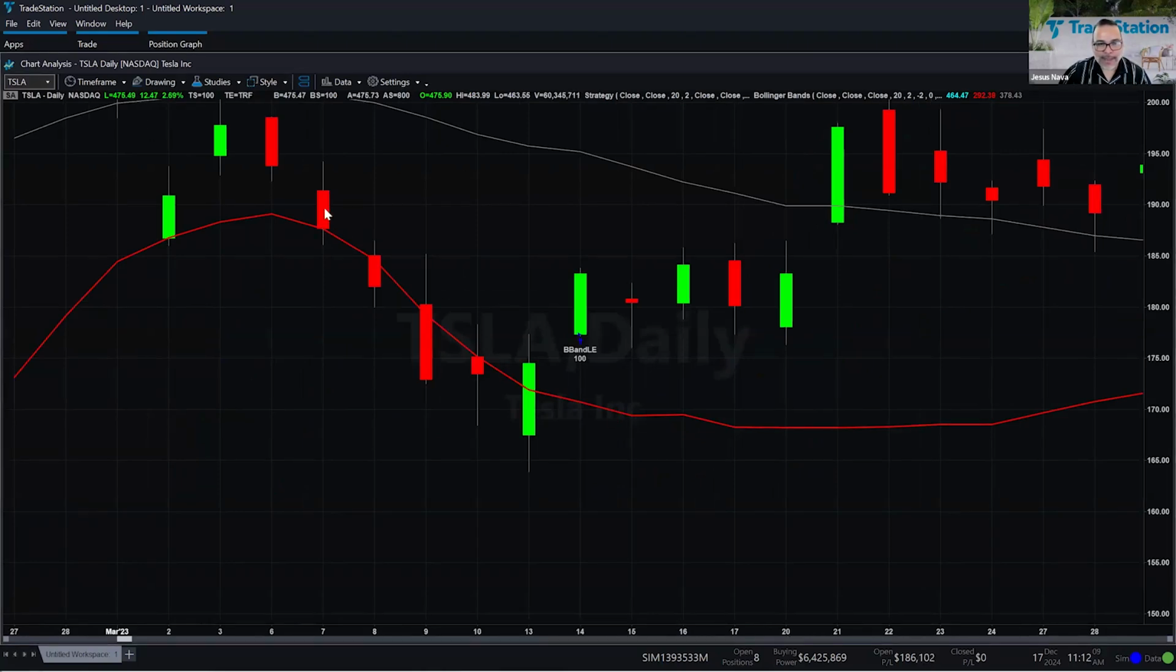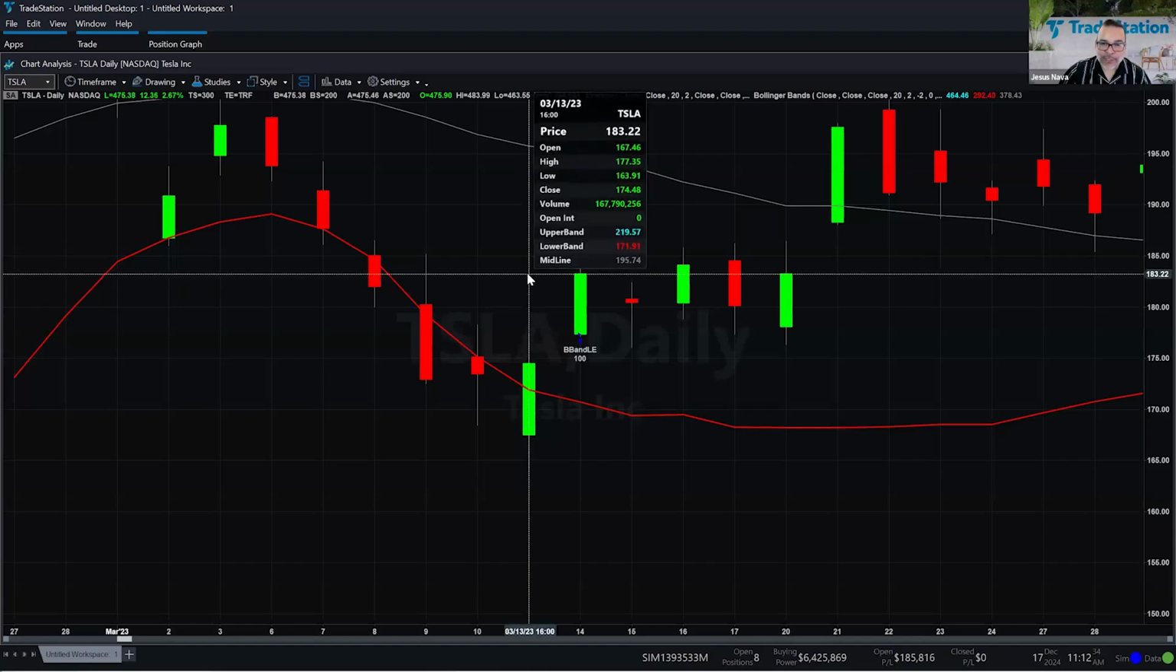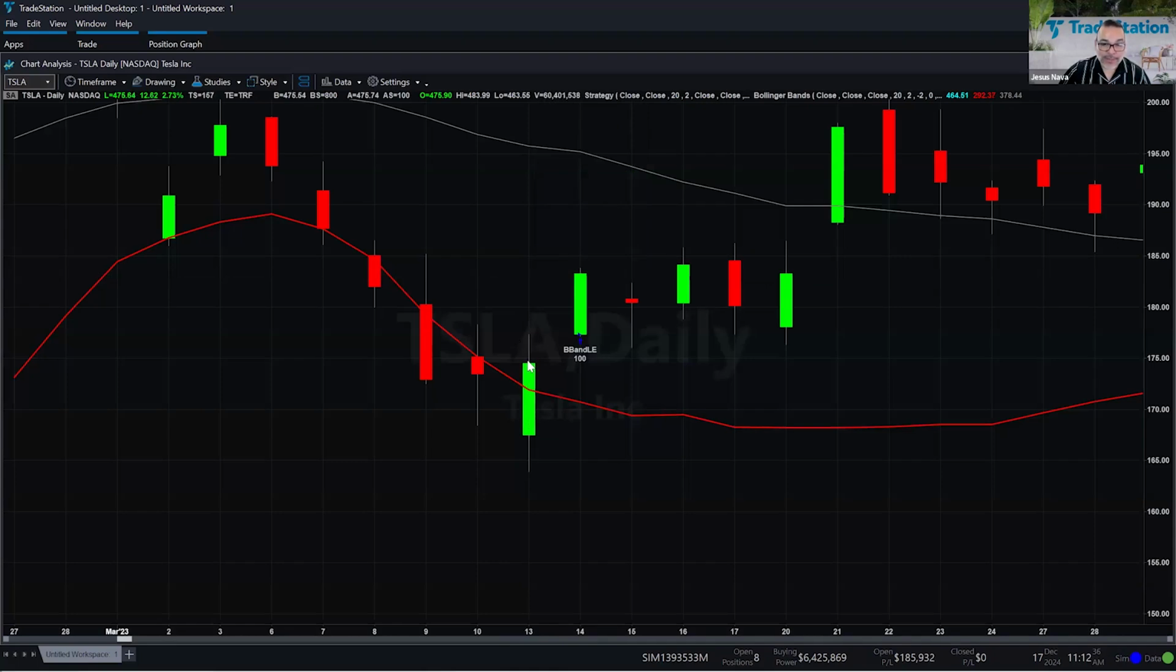So notice that it wasn't this candle. It was this candle that crossed below the red band. The next day, we had another penetration on that red band. And the following day, again, what is the strategy looking for? The strategy is looking for a closing price that goes back inside the channel. And that happened right here on this candle, which is March 13th, 2023.